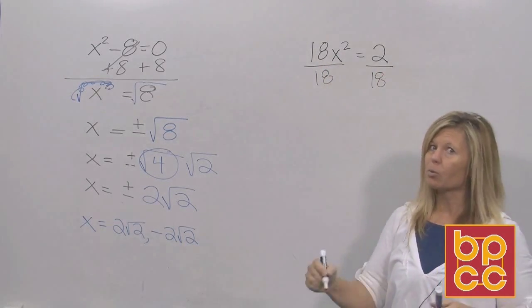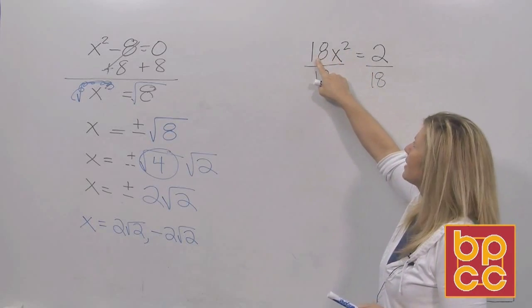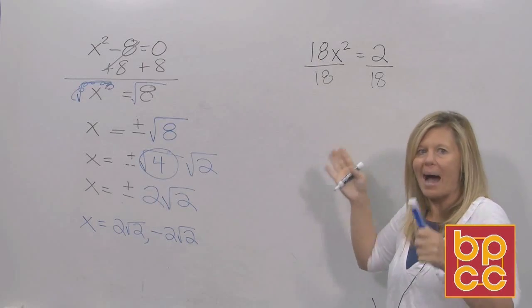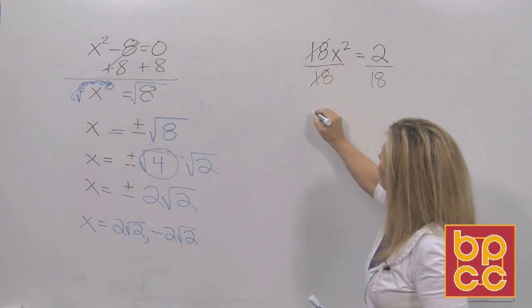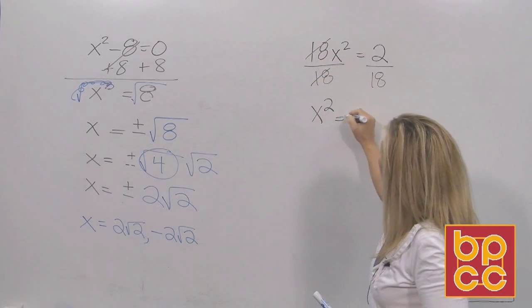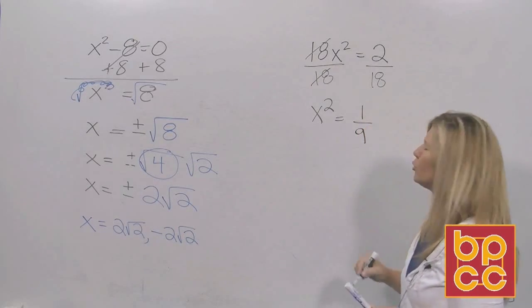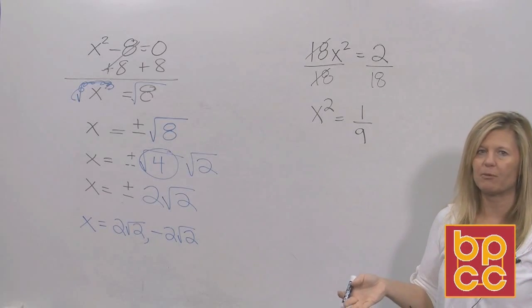If you remember your rules of exponents, the square only belongs to the x. It doesn't belong to the 18. So that's another reason why we're moving it. You isolate the term with the exponent. This cancels out. We get x squared. 2 divided by 18 is a fraction. We reduce it. We get 1/9. Do not make decimals. In college algebra, we prefer the answers to be fractions.